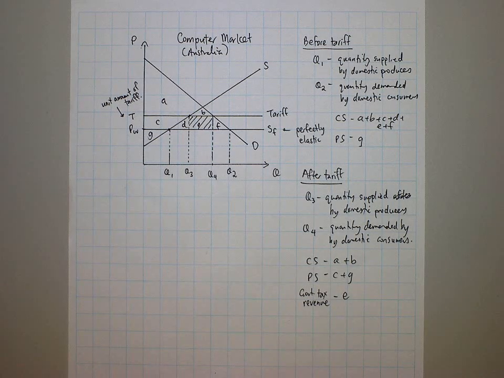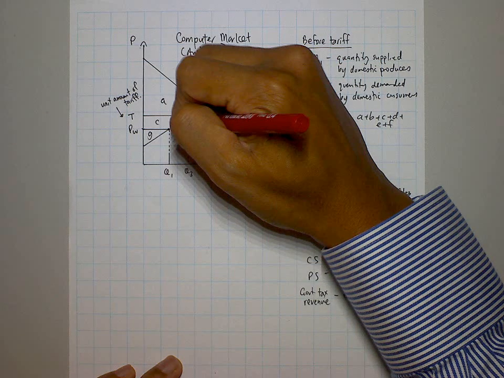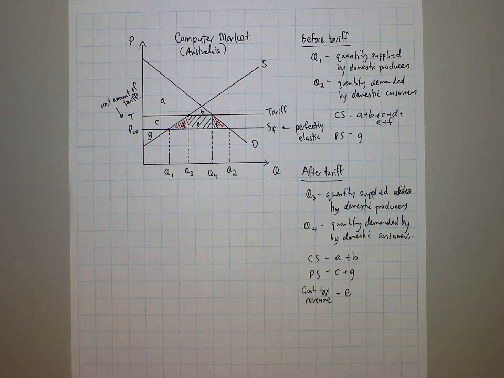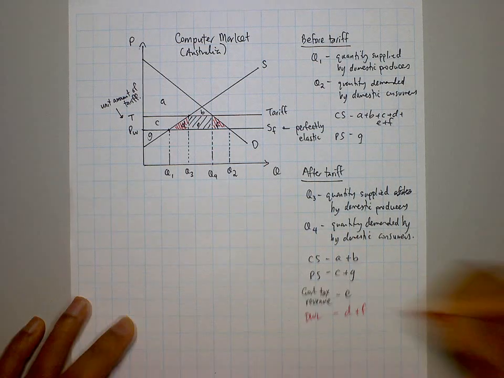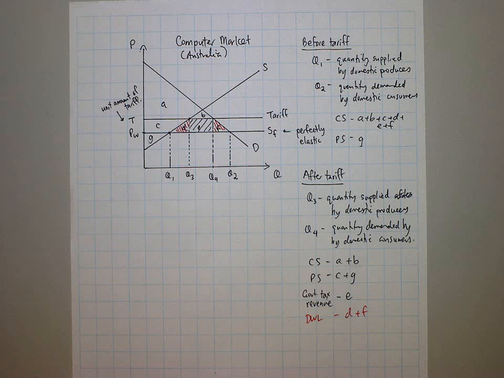But that leaves two areas which have not been accounted for still, and that is D and F. So then what's D and F? Yeah, deadweight loss. Good. So deadweight loss is D plus F. So that is the consumer surplus that has been given up without a corresponding increase in producer surplus. So that's the net loss in surplus as a result of a tariff.